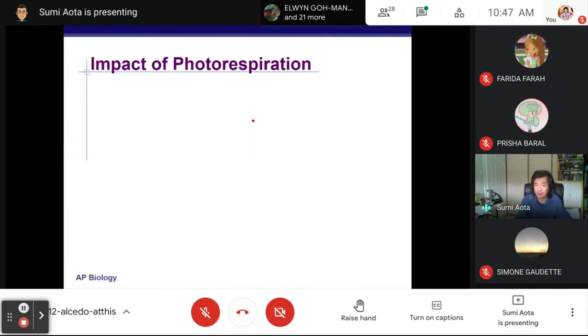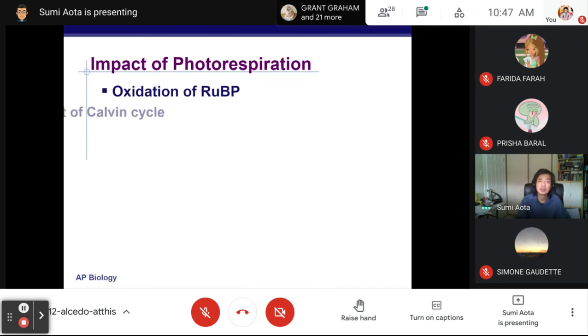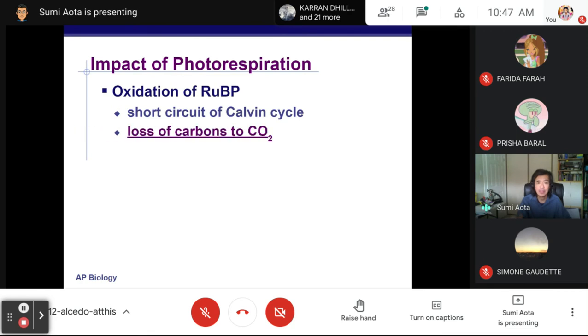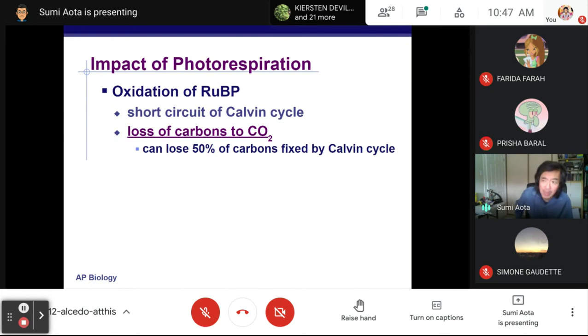So the impact of photorespiration: we're oxidizing RuBP, so we're short-circuiting the Calvin cycle. We lose carbons to CO2. And here's the bad part: C3 plants on a really hot day can lose half of their carbons that were fixed in the Calvin cycle back to CO2. So basically, they're taking 2 steps forward and 1 step back every time.